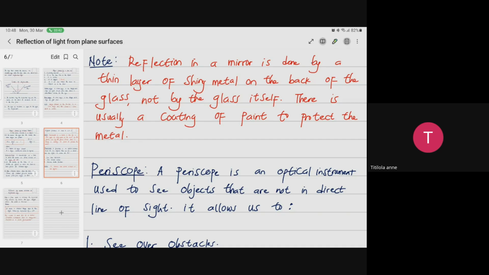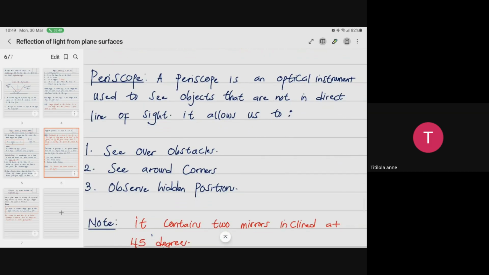So a periscope is an optical instrument used to see objects that are not in direct line of sight, right? So it allows us to see over obstacles, to see around corners, right? Things that you can't see with just one mirror. So it helps us to see obstacles. Like I said, I use the back of my head as an example. If I have two mirrors inclined at 45 degrees, do you know what I want to say now? If you incline two plane mirrors at 45 degrees, right, you can see obstacles. You can see the back of your head.